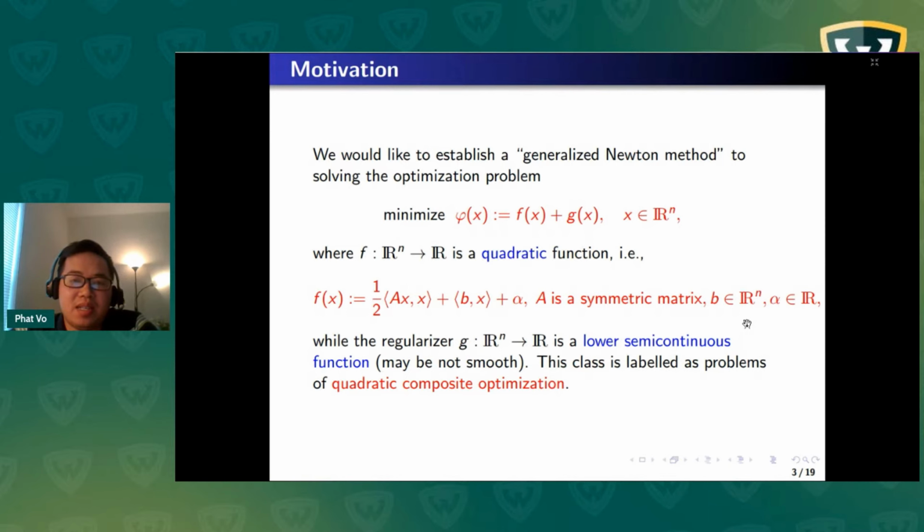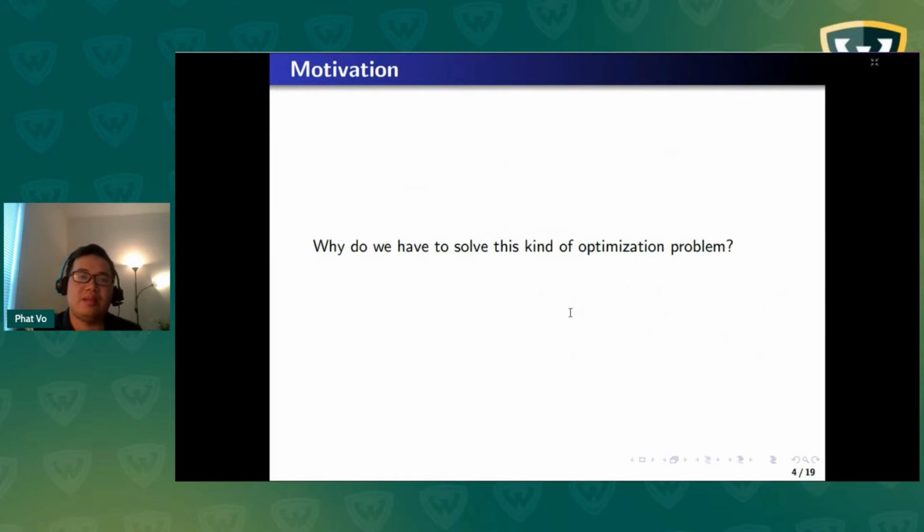The first one is the motivation. We would like to establish a generalized Newton method for solving the optimization problem. The function f here is a quadratic function, as you can see in this definition, and the function g here is a lower semicontinuous function, maybe not smooth. This class is labeled as the problem of quadratic composite optimization. This function does not need to be a convex function.